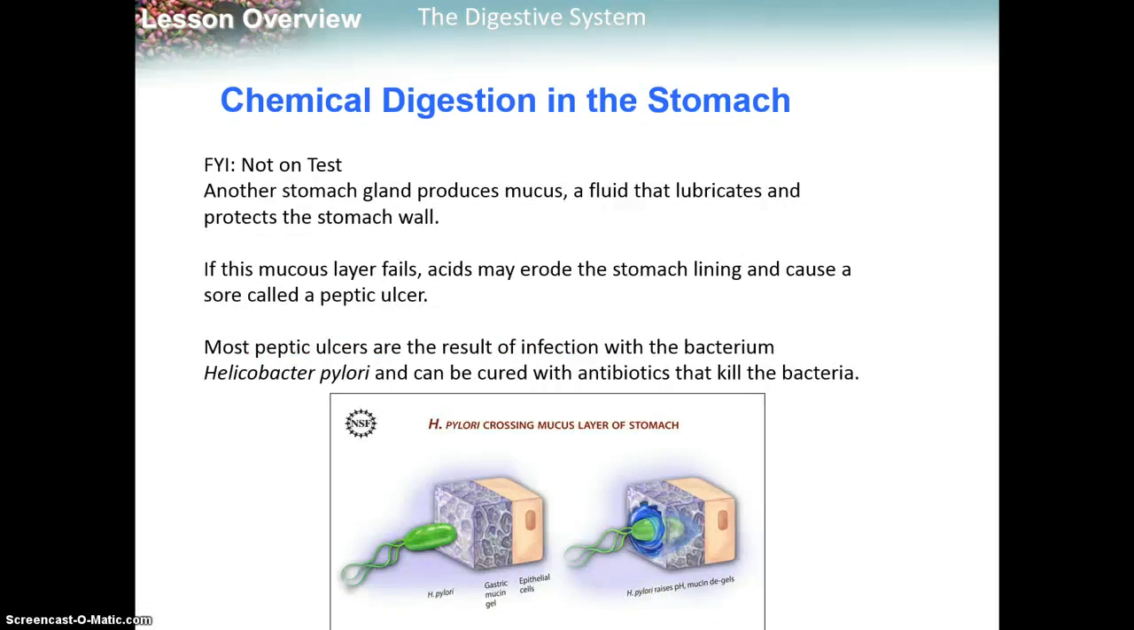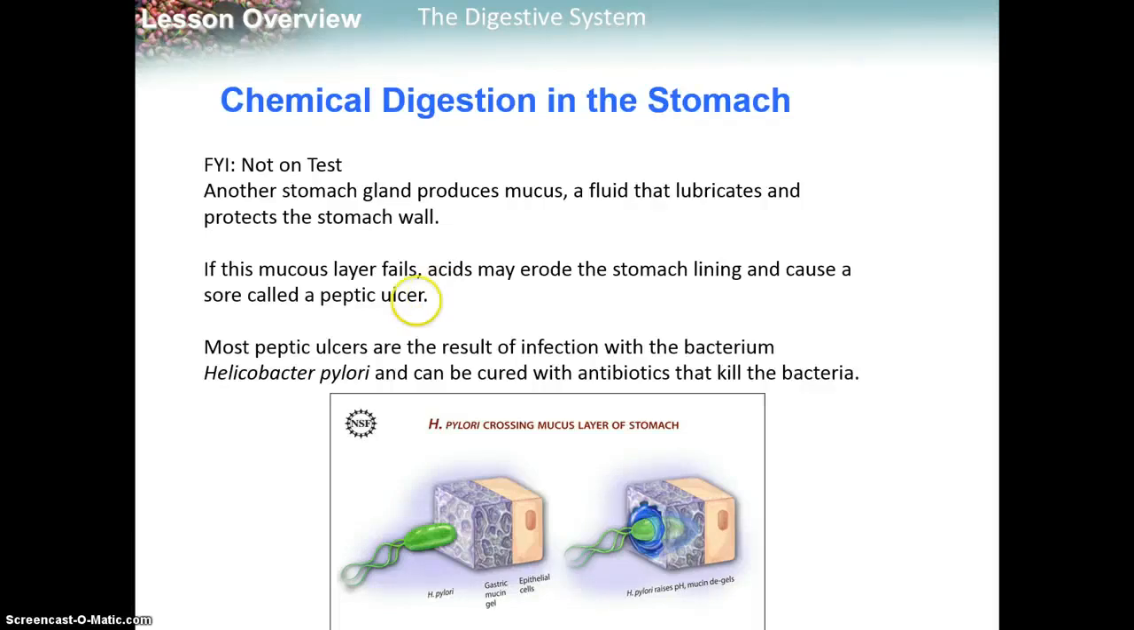Just a little other interesting things about your stomach. This is not on the test, but you probably wonder, well, if there's hydrochloric acid in my stomach, how come my stomach doesn't just get eaten away by the hydrochloric acid? Well, your stomach is layered with a mucus layer, and if that fails, then yes, the acid can start to break down a hole into your stomach. So that's known as an ulcer.